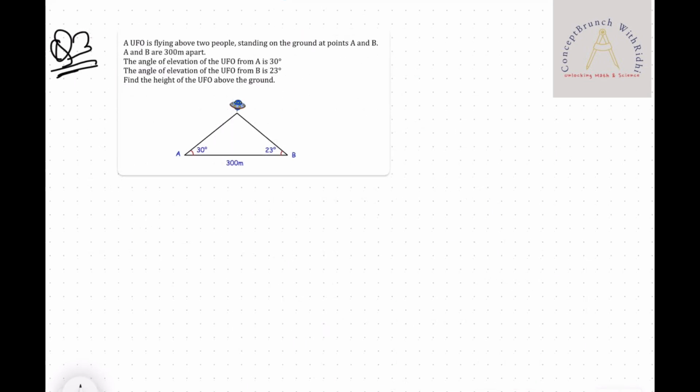So in this triangle, we can see this is 30 degree, this is 23 degree. So we can find out this angle. Let it be C. Okay, so in triangle ABC, to find this C, we can write 180 take away 30 plus 23 degree, right? So we can solve and write the answer as 127 degree. So this basically is 127 degree.